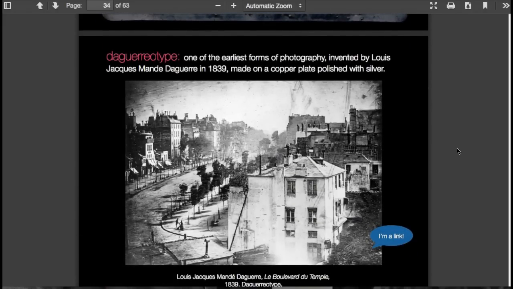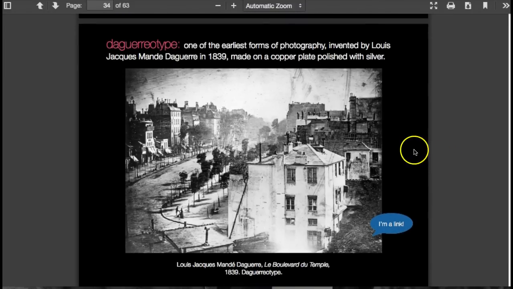We were able to fix an image. And the first real method that we recognize is called the daguerreotype. This is one of the earliest forms of photography, invented by Louis-Jacques Daguerre in 1839. Again, that date is kind of questionable. When was photography actually invented? This was on a copper plate that was polished with silver, and so this became light sensitive as well. And this is one of his earlier pieces.